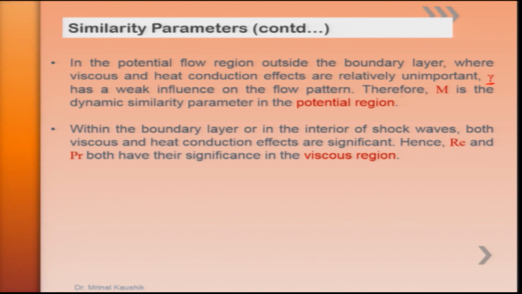Therefore, in the outside potential region, the dominant parameter is M, and hence it is the only similarity parameter, while inside the boundary layer, apart from the Reynolds number, because this is a viscous region, both gamma as well as Pr, the Prandtl number due to heat transfer, are also accounted for and are dominant parameters. Therefore, in the viscous region, M, Re, gamma as well as Pr are all similarity parameters, unlike the potential region where the Mach number is the only similarity parameter.